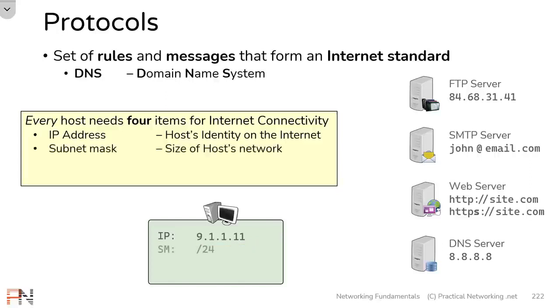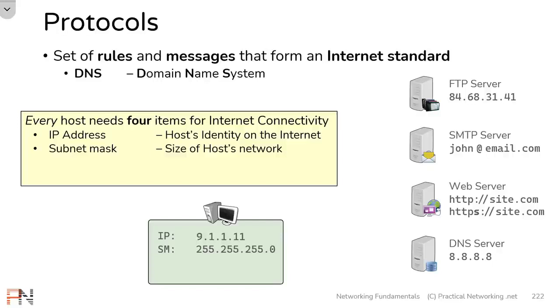The next thing a host needs is a subnet mask. This is going to tell the host the size of its network. This will allow the host to determine if it's trying to speak to something on its own network or to speak to something on a foreign network. Now a subnet mask can look like this, /24, or can look like this, 255.255.255.0. Both of those are simply different ways to display an identical subnet mask.